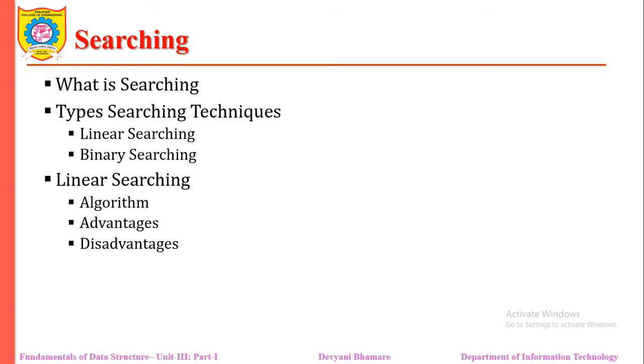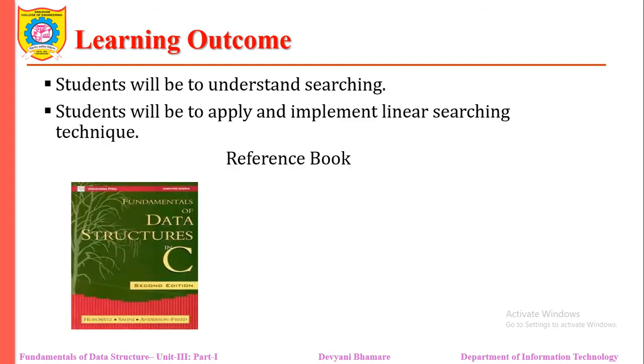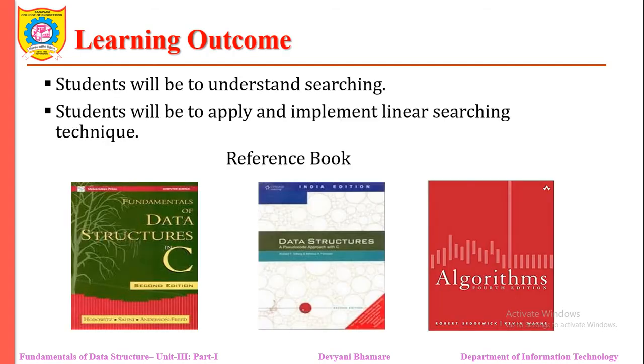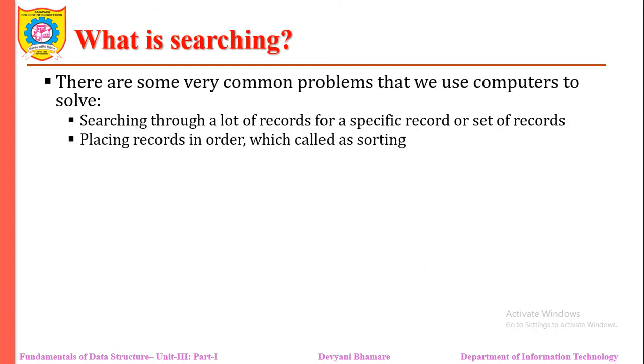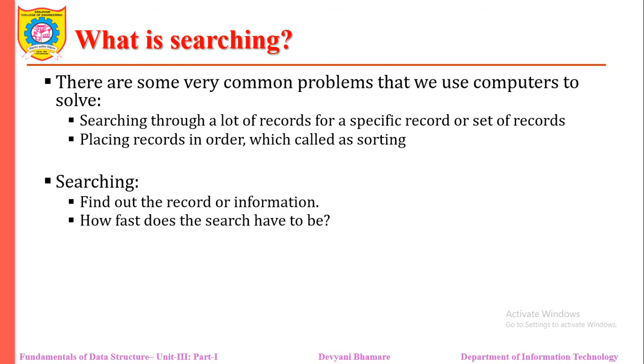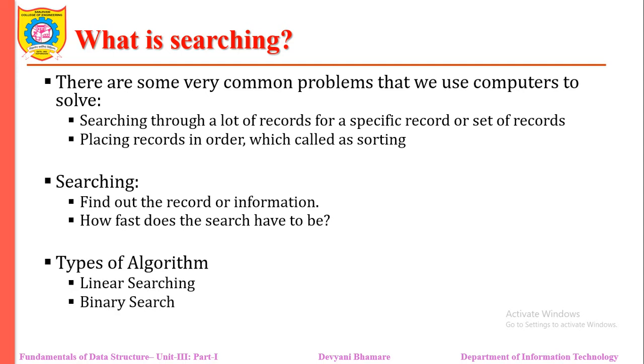In today's session, we are going to see what searching is, what the different searching techniques are, and linear search in depth. At the end of this session, I expect my students will be able to understand the searching concept and apply linear search to their particular problems. So what is searching? Searching is nothing but identifying or finding the record or the information in the given list. There are two types of searching techniques, linear search and binary search.